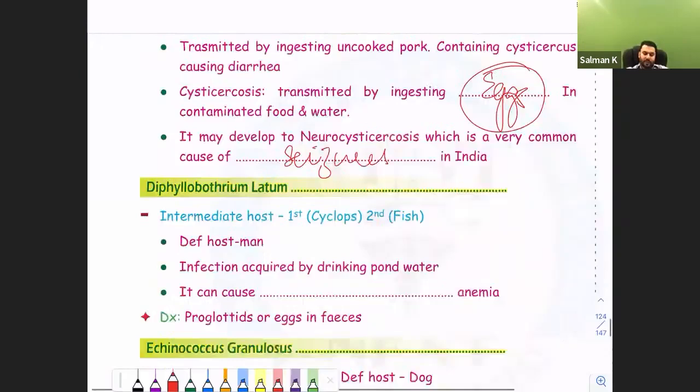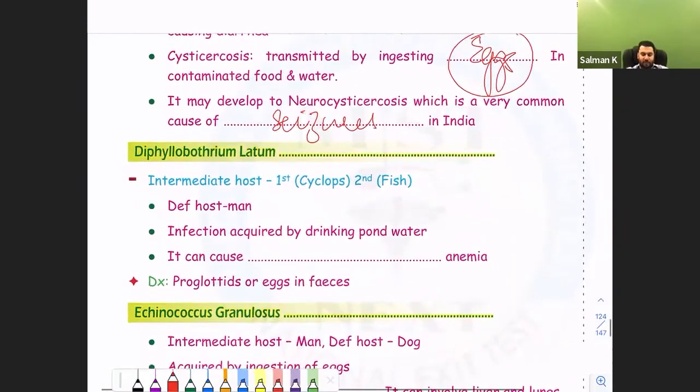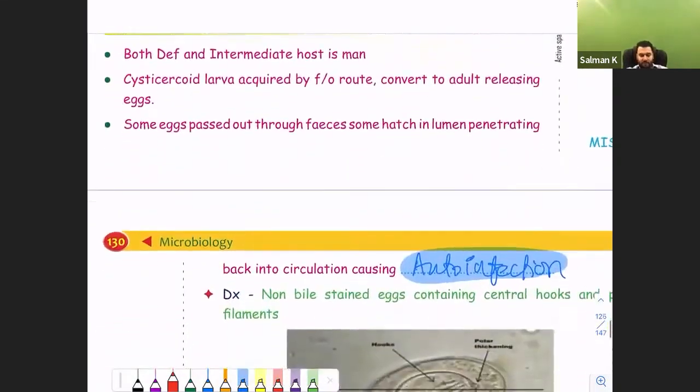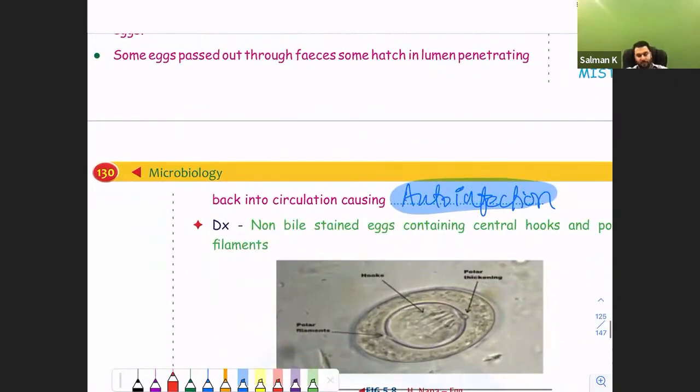All right. Dilatum is the fish tapeworm, you should know, causing megaloblastic anemia.